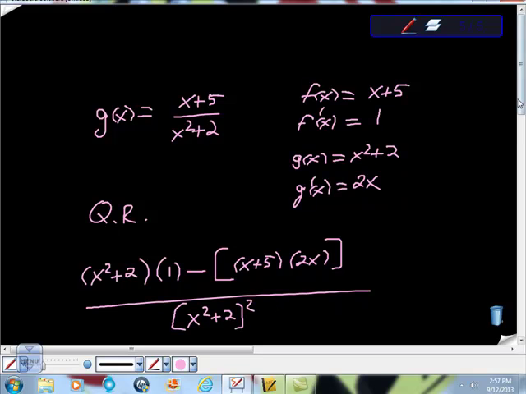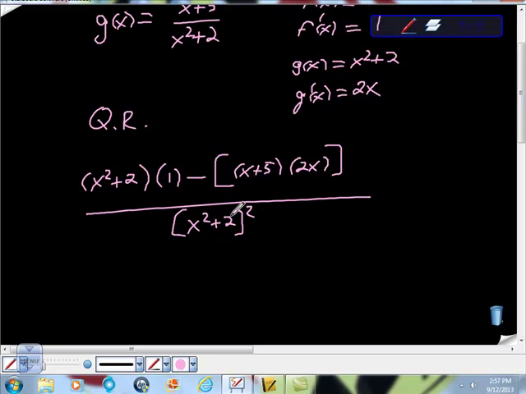Let me caution you right now, do not expand this. There's no reason to expand this. It's just going to confuse us later. So let's just leave it alone. Let's clean this algebra up, and we get x squared plus 2 times 1, which is just x squared plus 2, isn't it? We get 2x times x plus 5 would be 2x squared plus 10x, isn't that right?